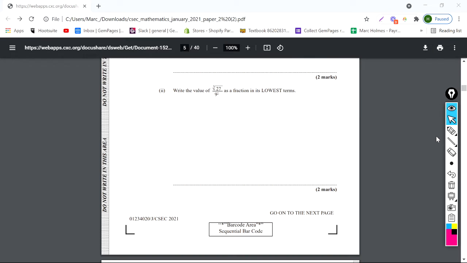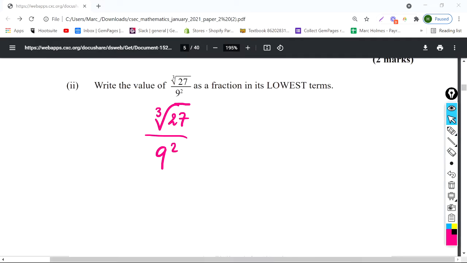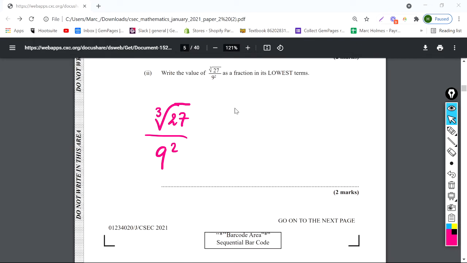Let's move down. This one says, write the value of the cube root of 27 over 9 squared. Let me just zoom in a bit more. Yes, cube root of 27 over 9 squared, and write it as a fraction in its lowest terms. So this is really easy, guys. The cube root of 27 is actually 3, because 3 times 3 times 3 gives us 27. So the cube root of 27 is 3, and this should be over 9 squared. 9 times 9 will give us 81. So this is 3 over 81.